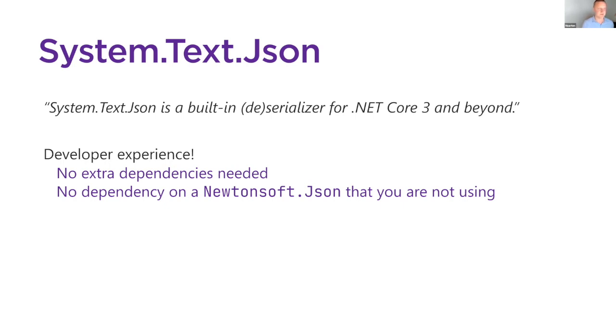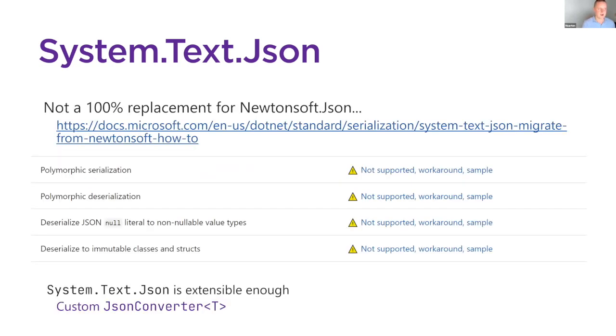There are differences. Both are good libraries. But depending on what you're doing, your mileage may vary. For us, it wasn't a 100% replacement because there were some things that were missing. For example, polymorphic serialization and deserialization. If you have an object graph where you have a parent class, a child class, and a subclass of that one, it's really difficult to do that using System.Text.Json.